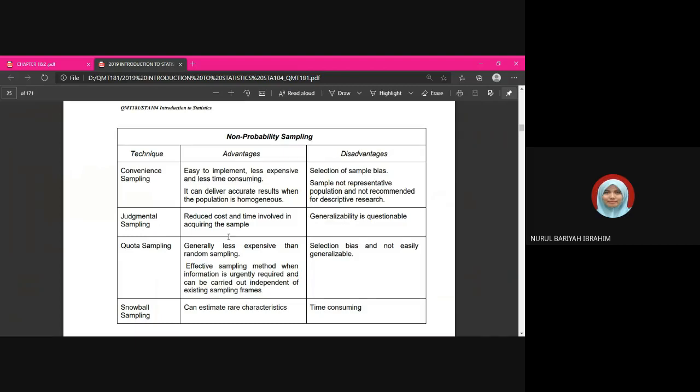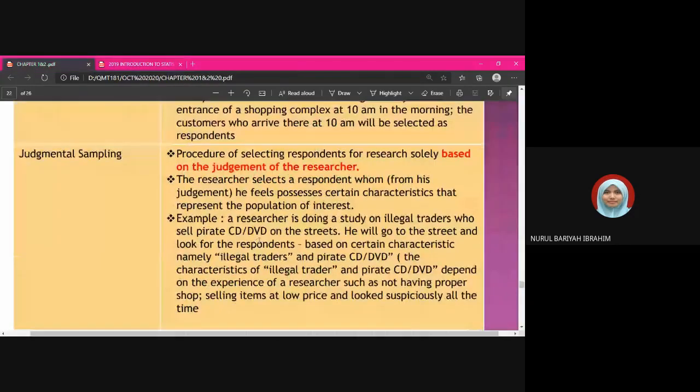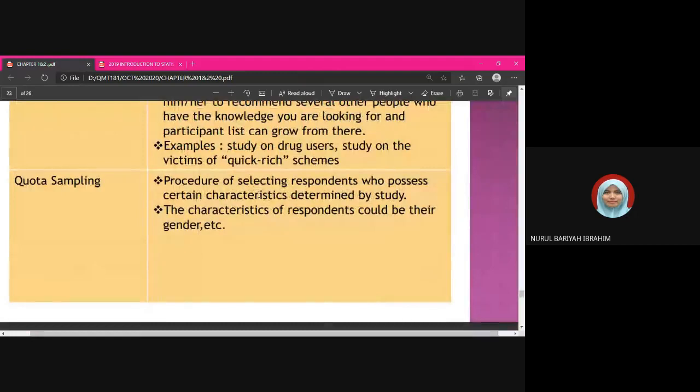Okay, the next one adalah quota. What is quota sampling? A procedure of selecting respondents who possess certain characteristics determined by the study. The characteristic of the respondent could be their gender and etc. Okay, so quota ni, the researcher will select the sample according to his quota. Okay, dia dah tetapkan berapa ramai lelaki. 60% of the respondents should be men and another 40% should be women. So dia dah tetapkan quota for the study. Itu adalah quota sampling technique.